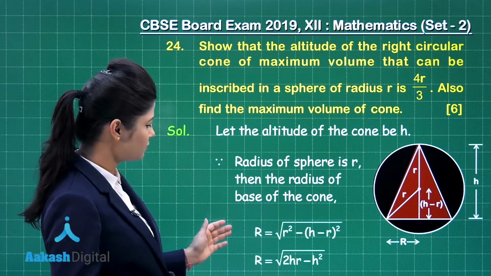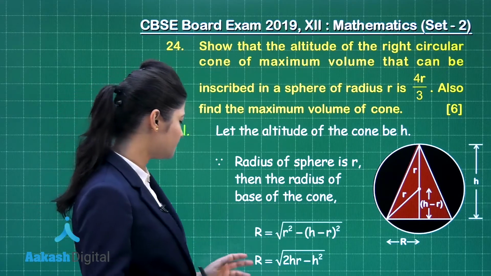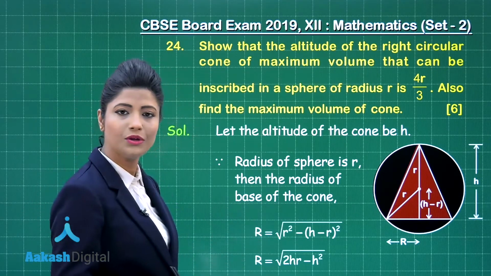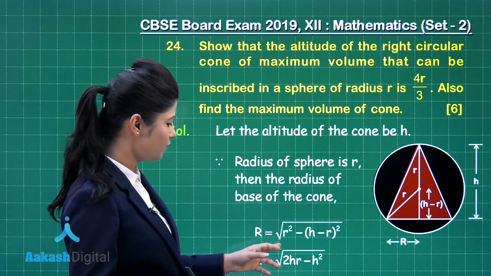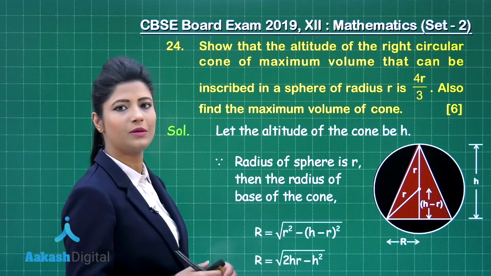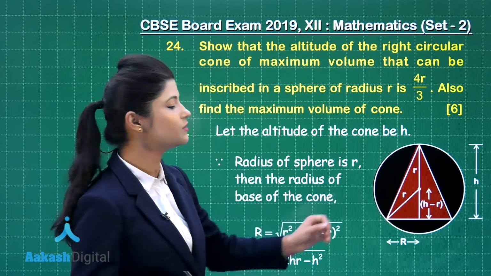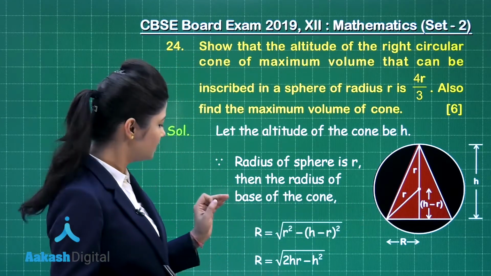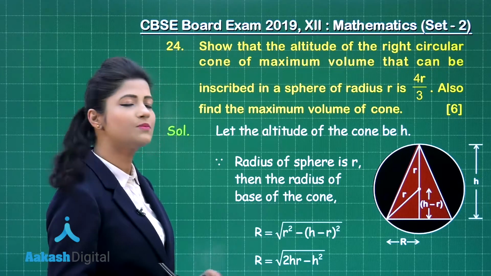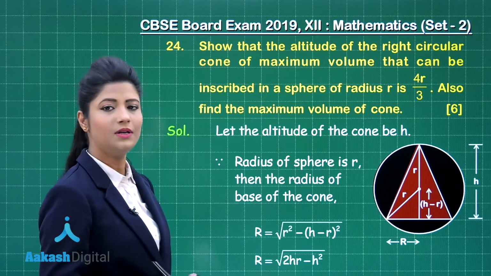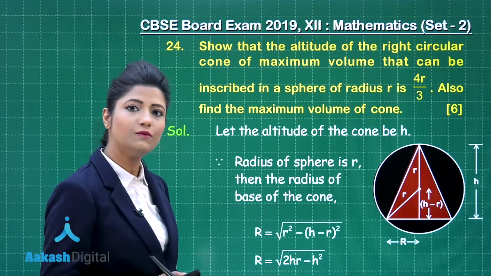So according to the Pythagoras theorem, I get the radius of the cone, capital R, equal to the square root of 2hr minus h square, because capital R square plus h minus r whole square is equal to small r square. Simplifying that gives you the value of the radius in terms of r and h. Now this will be used to obtain the volume of the cone.